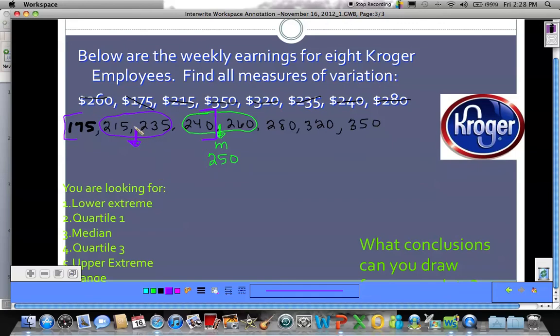And to find what that number is, you average the 2 numbers together. So you find the mean of these 2 numbers. When you add them and then divide by 2, you get 225. So this is Q1. So that's my lower quartile or my Q1.